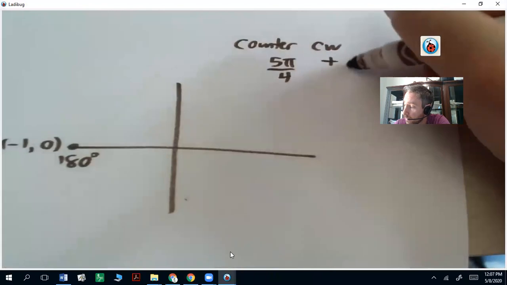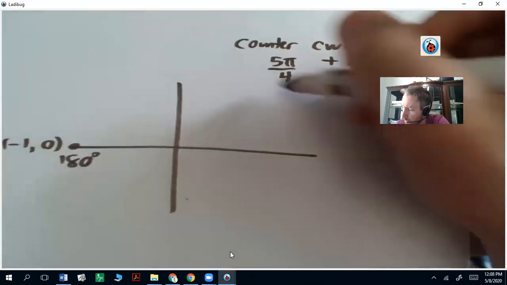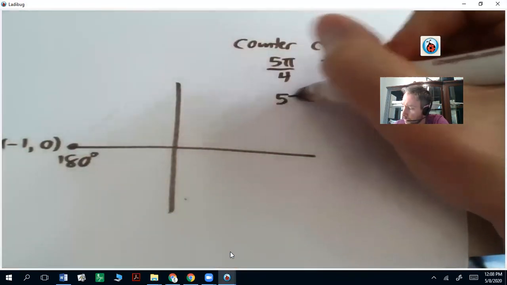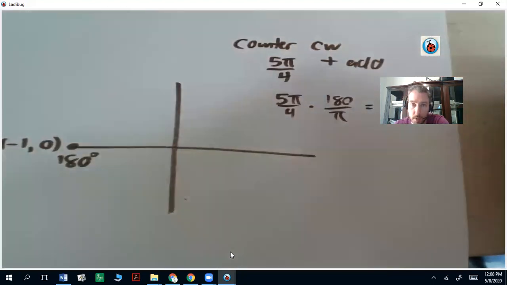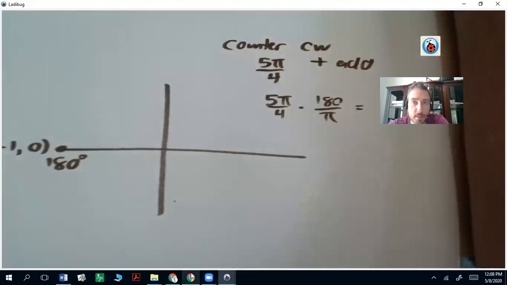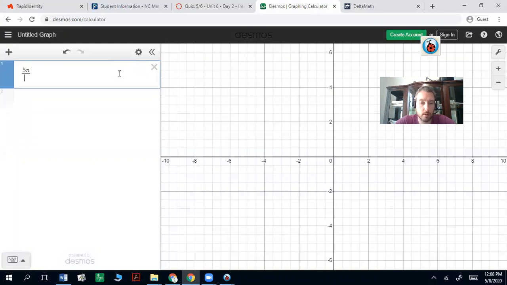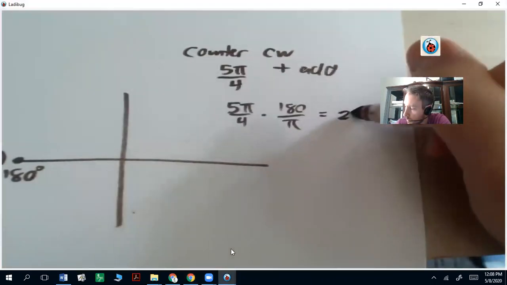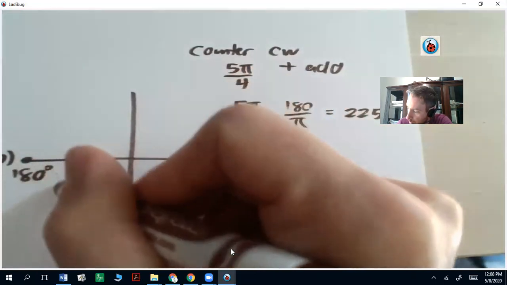Counterclockwise, that's where you're going to add, because counterclockwise, the numbers go up. Okay, so we're going to add whatever 5 pi over 4 is as a degree. 5 pi over 4 times 180 over pi will get you your degree. That's 225 degrees. So we got 180, and we're going counterclockwise 225.